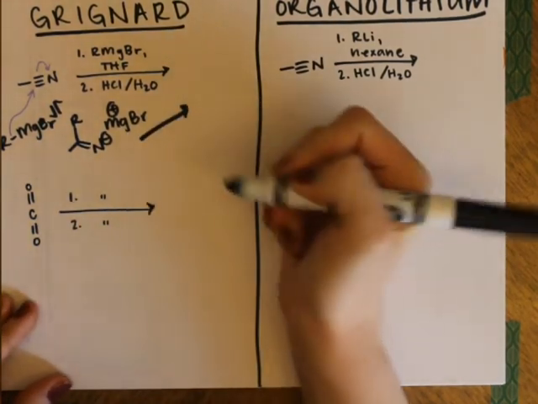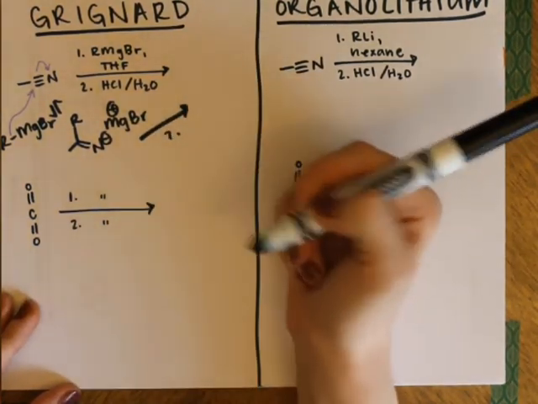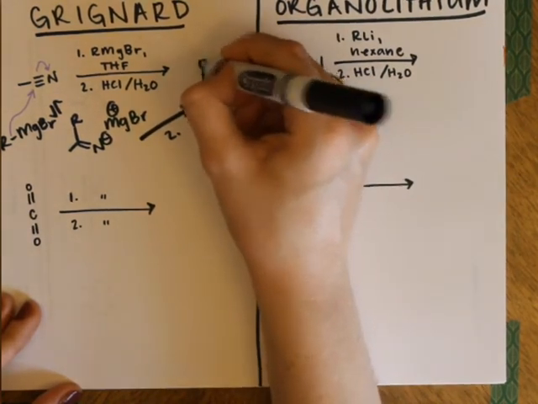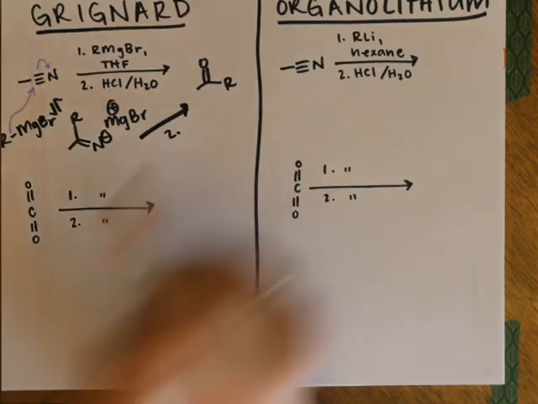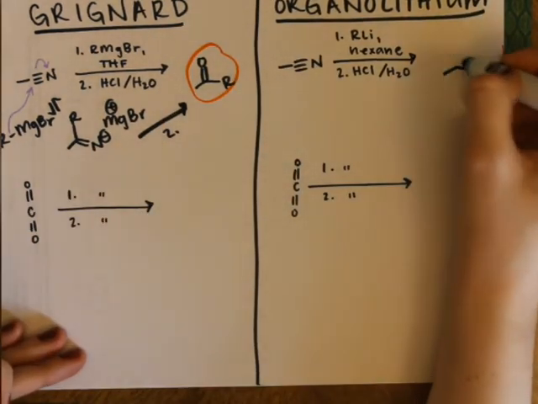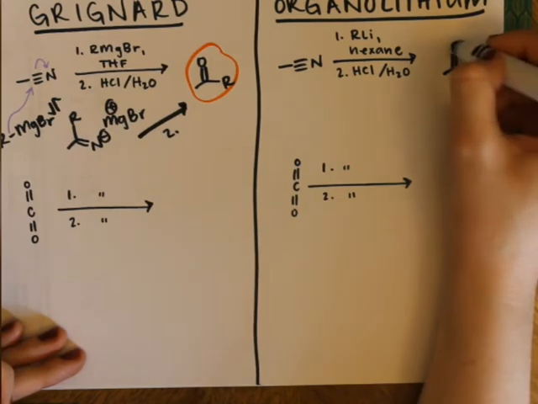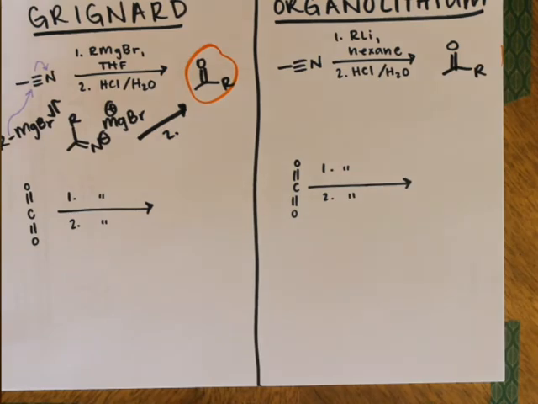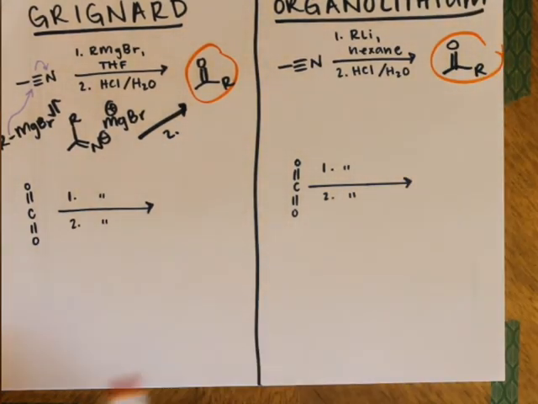Then in the second step, when we do HCl with water, we end up turning this into the ketone, which is complicated, confusing. We aren't really going to talk about this in 2510, but it is cool reactions. So these go to make the same thing.